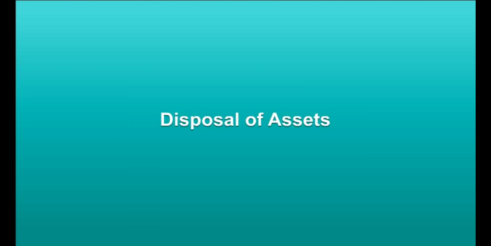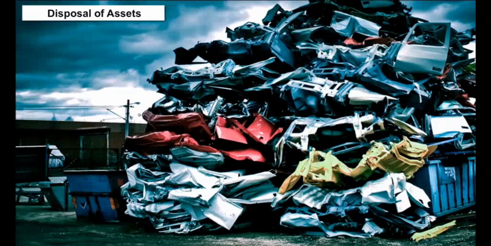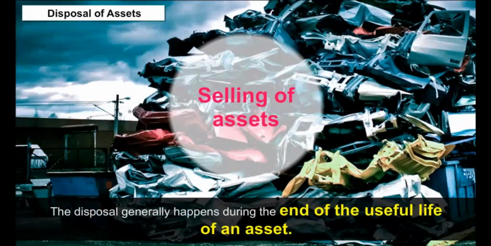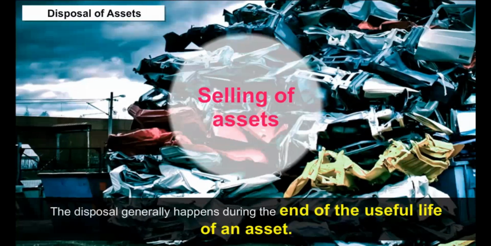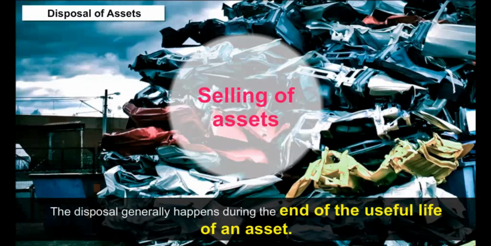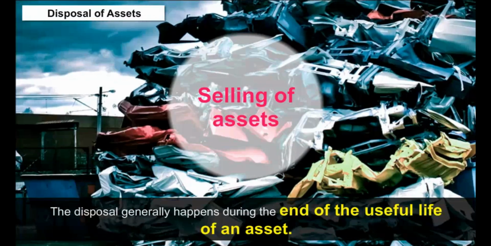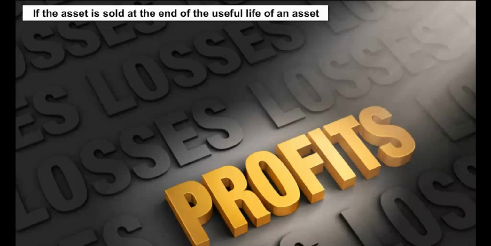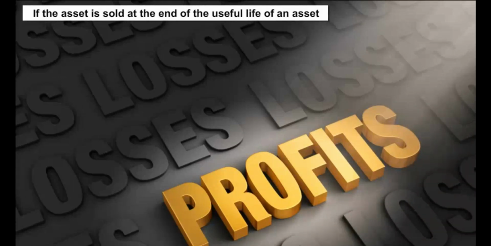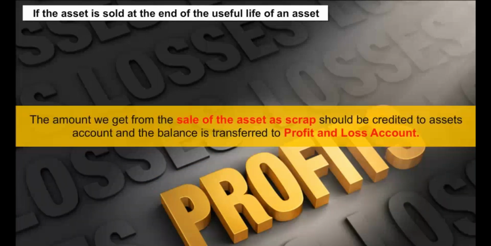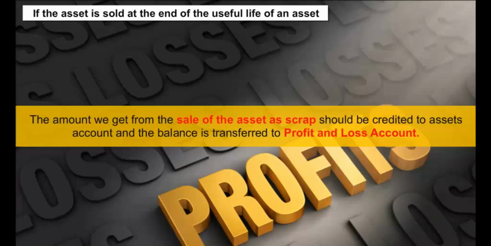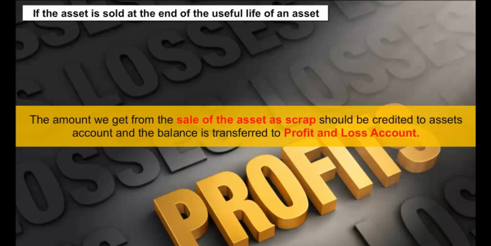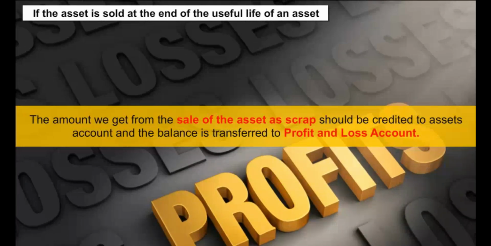Disposal of assets. The disposal of assets means selling of assets. The disposal generally happens at the end of the useful life of an asset. At times it happens during the useful life of an asset. If the asset is sold at the end of the useful life of an asset, in this case, the amount we get from the sale of the asset as scrap should be credited to assets account and the balance is transferred to profit and loss account.